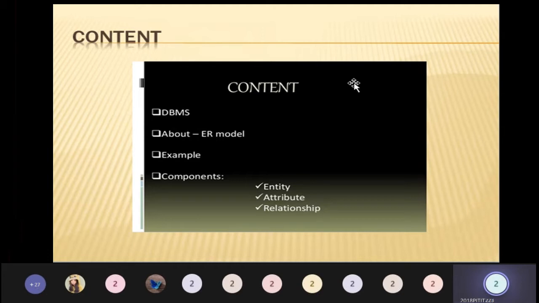First let us see what is meant by a database management system and why we are using this database in real time. Why are we using it, what is the use of that? So what is meant by database?